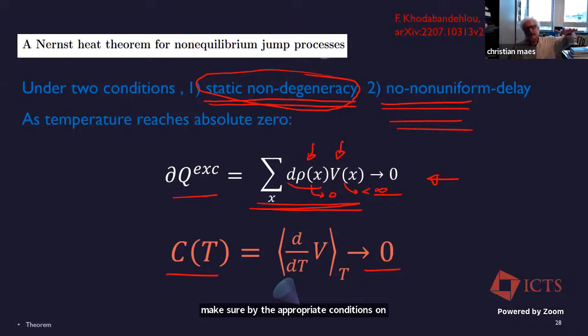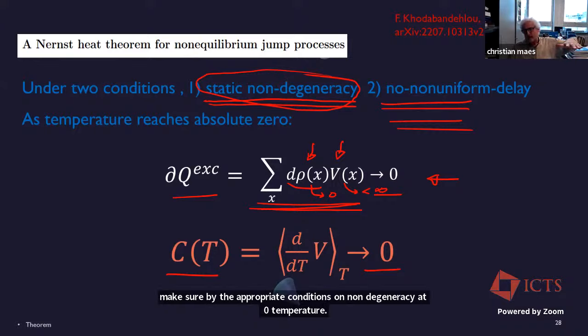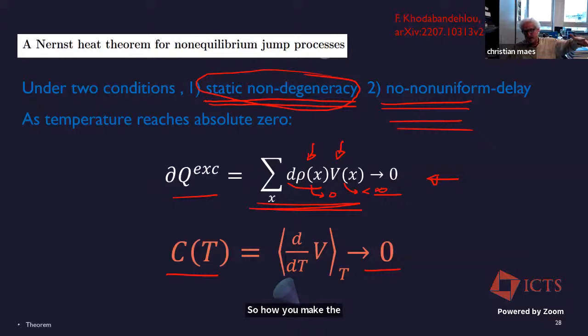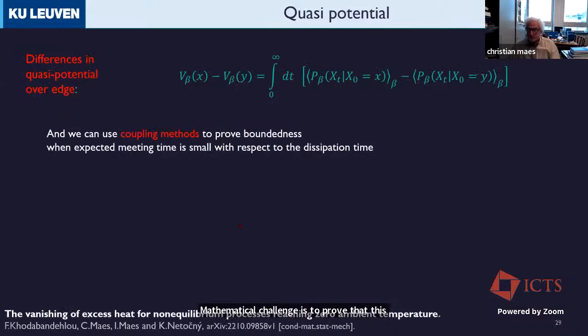Somehow you make the typical analogy with ground states in equilibrium to say that the stationary distribution at zero temperature should be like a condition which is well isolated from the rest of the system. So that is not a problem. The real mathematical challenge is to prove that this quasi-potential remains bounded, uniformly bounded as the temperature goes to zero. So basically there are two strategies.